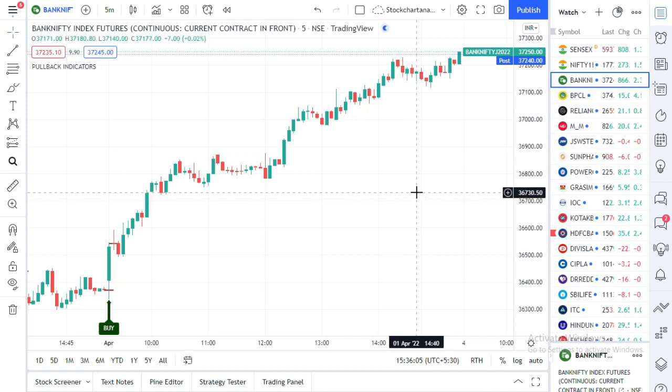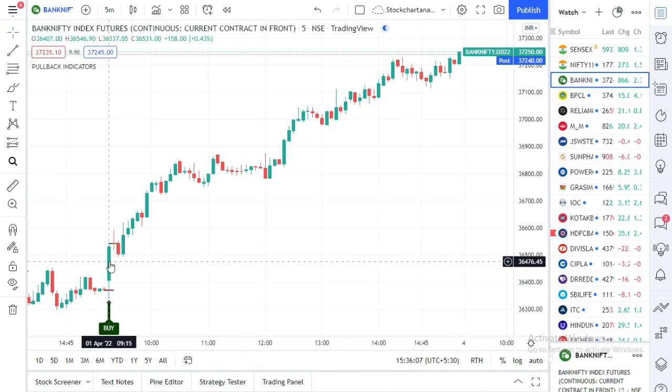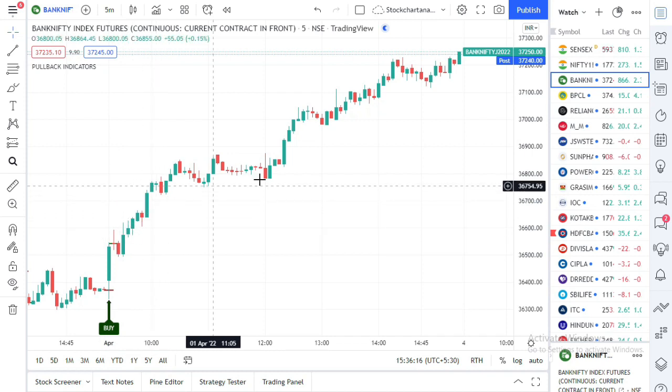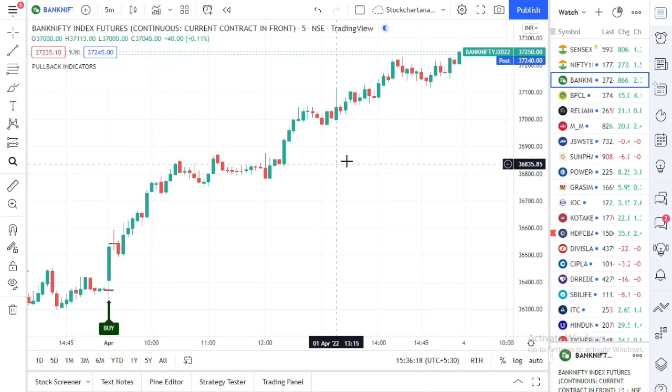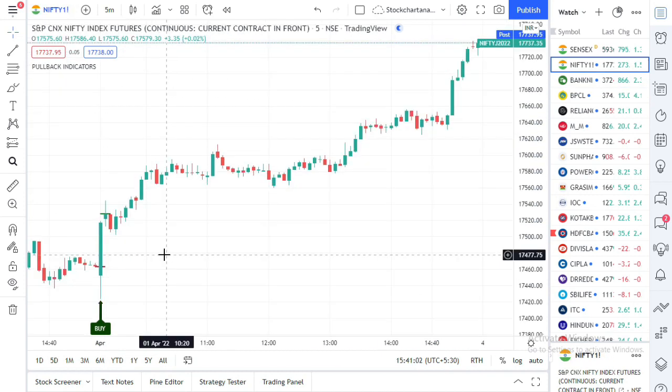Next, Bank Nifty. In Bank Nifty also we got a buy signal on the 9:15 candle. The fourth candle has given us the confirmation, and you can see the entire day Bank Nifty was also in an uptrend.